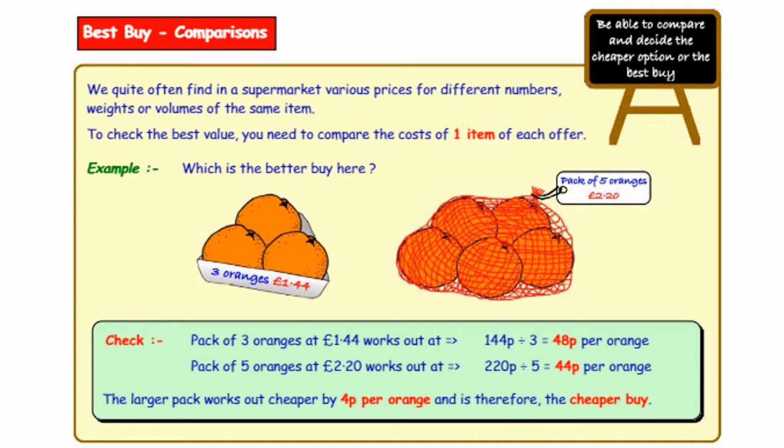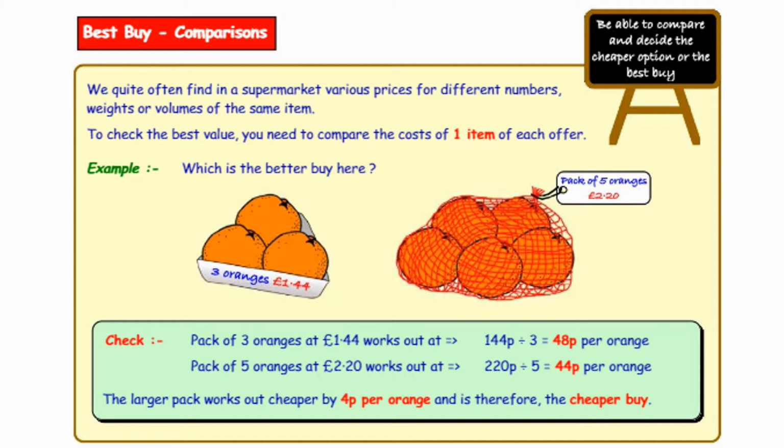Or we might compare two items that are similar in the same shop and then work out which ones we prefer. So let's read through this together. Quite often we find in a supermarket various prices for different numbers, weights, or volumes of the same item. To check the best value, you need to compare the cost of one item of each offer so that you can find out which is the best buy.